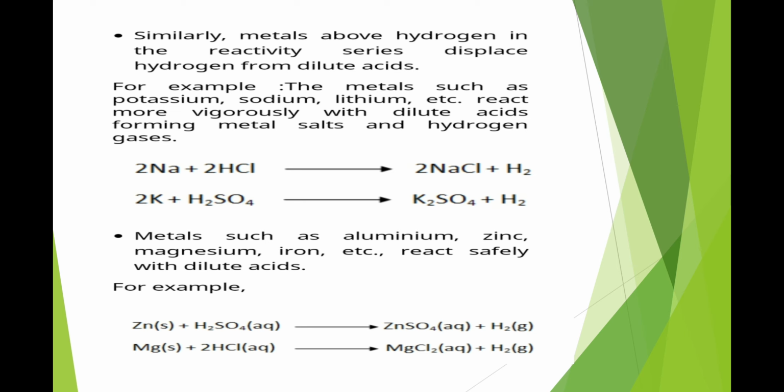Now there is also one more reaction which we have written here. Metals such as aluminium, zinc, magnesium also react safely with dilute acids. That is the reaction of zinc with sulfuric acid, which results in zinc sulfate, and hydrogen gas is released. The next reaction is magnesium and hydrochloric acid. Obviously, magnesium being more reactive displaces hydrogen, and we get a solution of magnesium chloride, and hydrogen gas is released here.